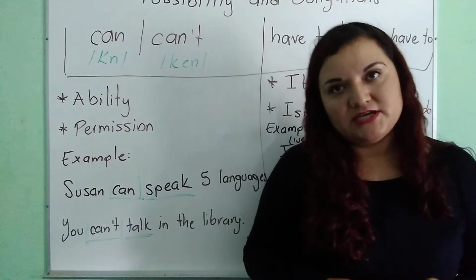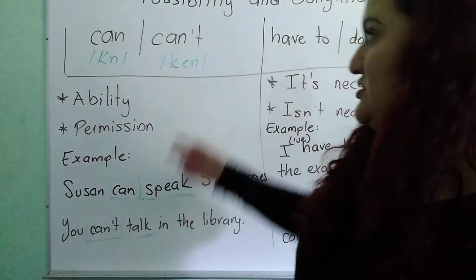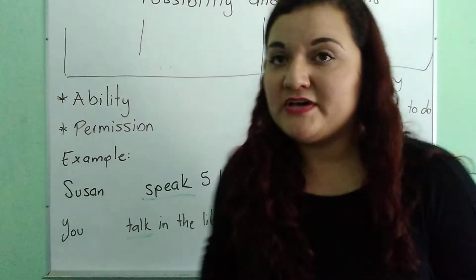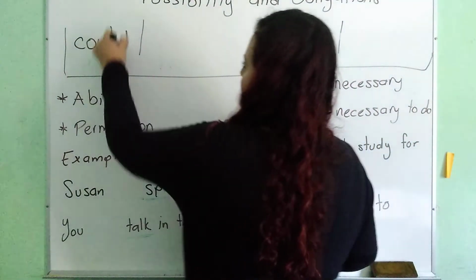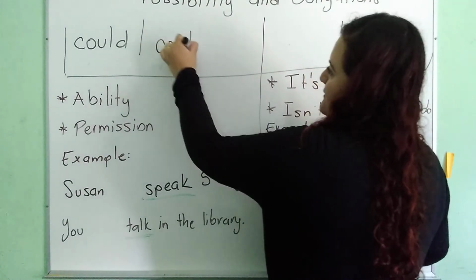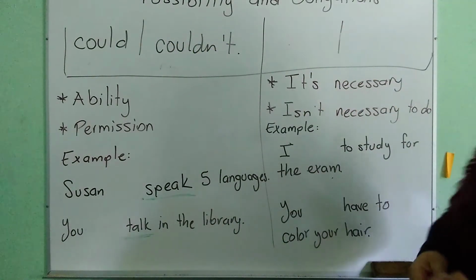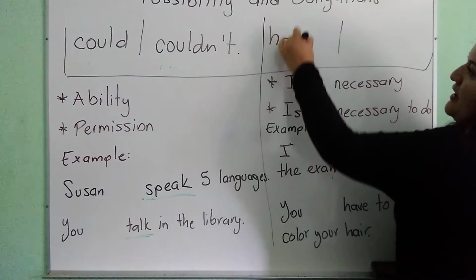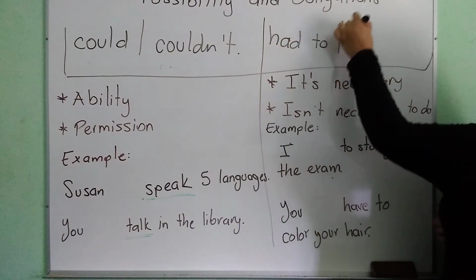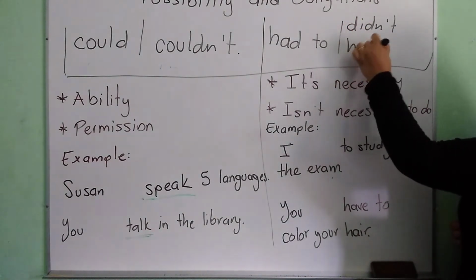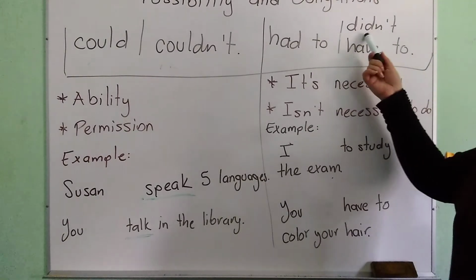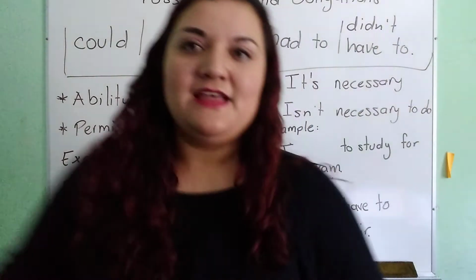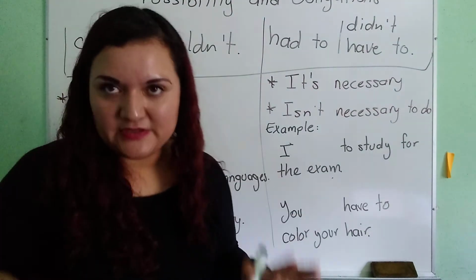But what if I want to change it into the past? We have to change can and we have to change have to. Well, for the past, we have to use could or couldn't. And for have to or don't have to, you have to change it into didn't have to. Why? Because remember that if we have this auxiliary, our verb must be in the infinitive form. It's something about the rules of the simple past, so don't forget them.